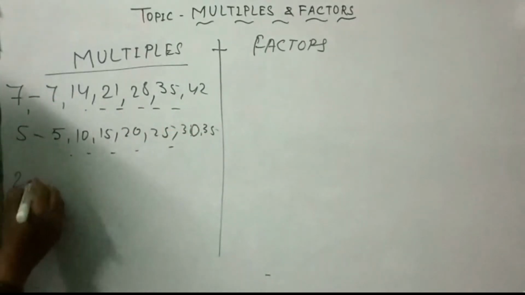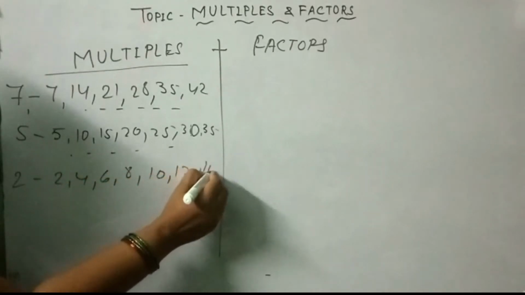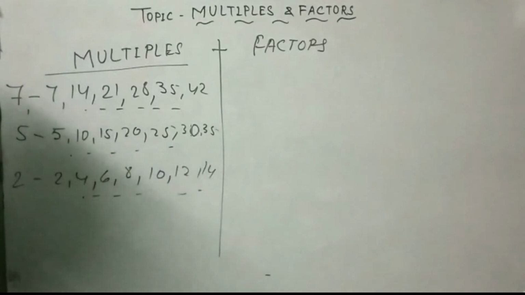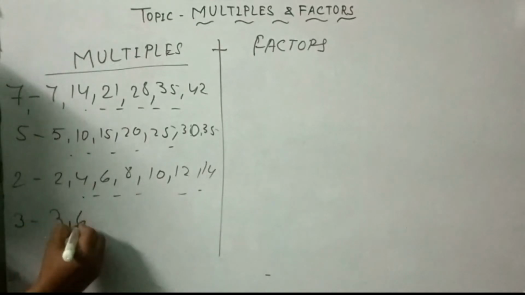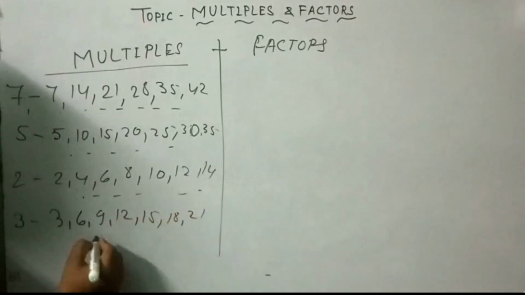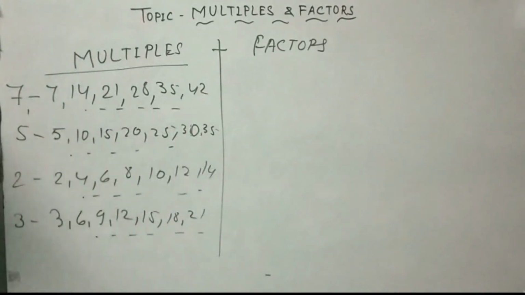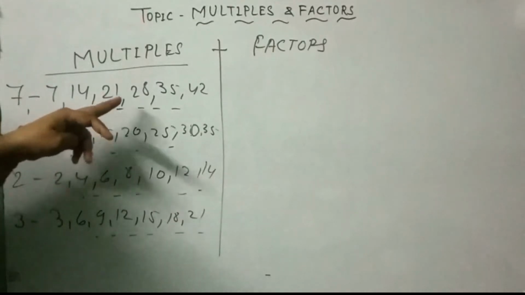Same way, the multiples of 2 are 2, 4, 6, 8, 10, 12, 14, and so on up to infinite. Again, if I say what are the multiples of 3, then you have to write 3, 6, 9, 12, 15, 18, 21 and so on up to infinite. Now see, in multiples what we are doing is just writing the table of 7. 7 1s are 7, 7 2s are 14, 7 3s are 21, 28, 35.